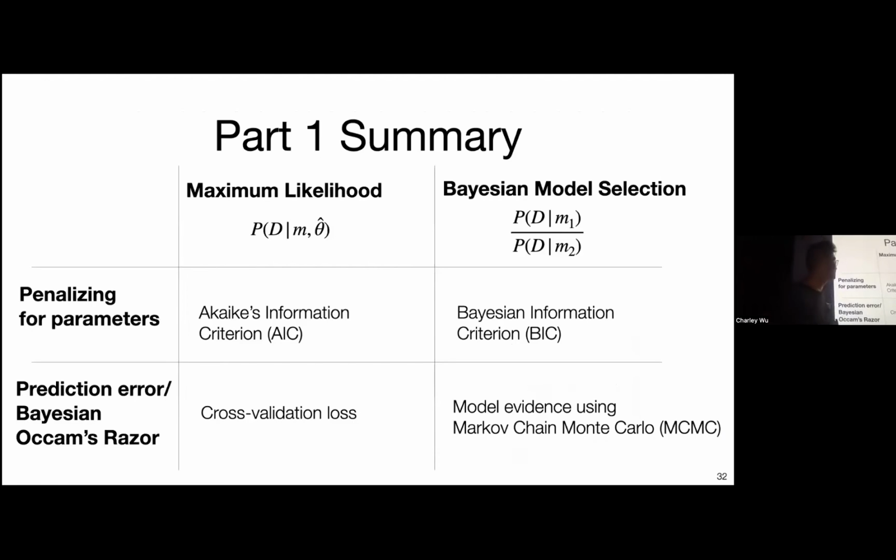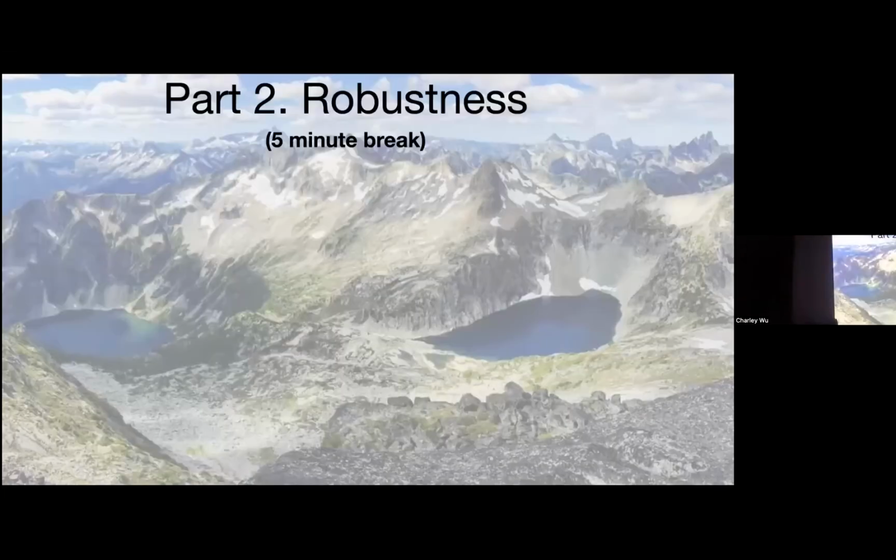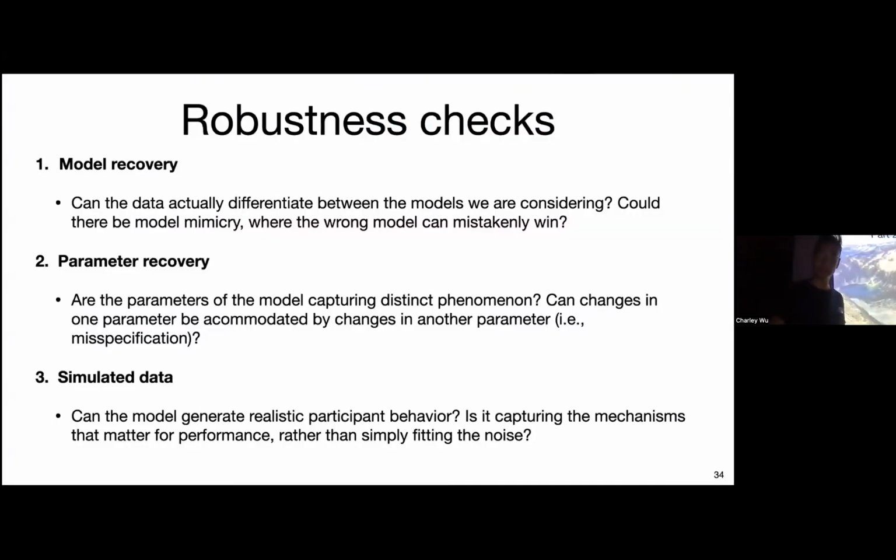So I've described the maximum likelihood and the Bayesian model selection approaches to doing model estimation, different theoretical frameworks, but in practice it seems more helpful to delineate based on these different rows of this table, which is to penalize for parameters, or to explicitly test prediction error through cross-validation or with MCMC sampling. Let's continue on to part two, robustness.